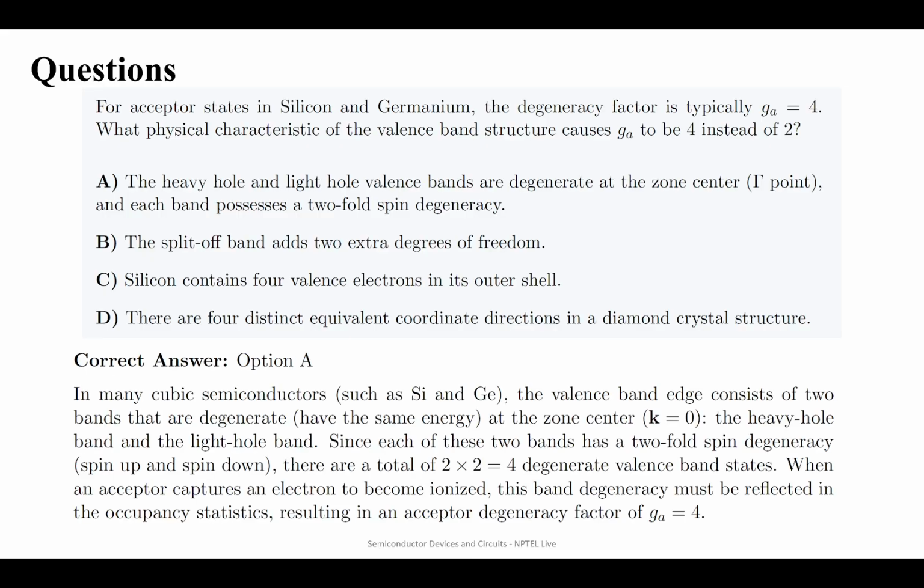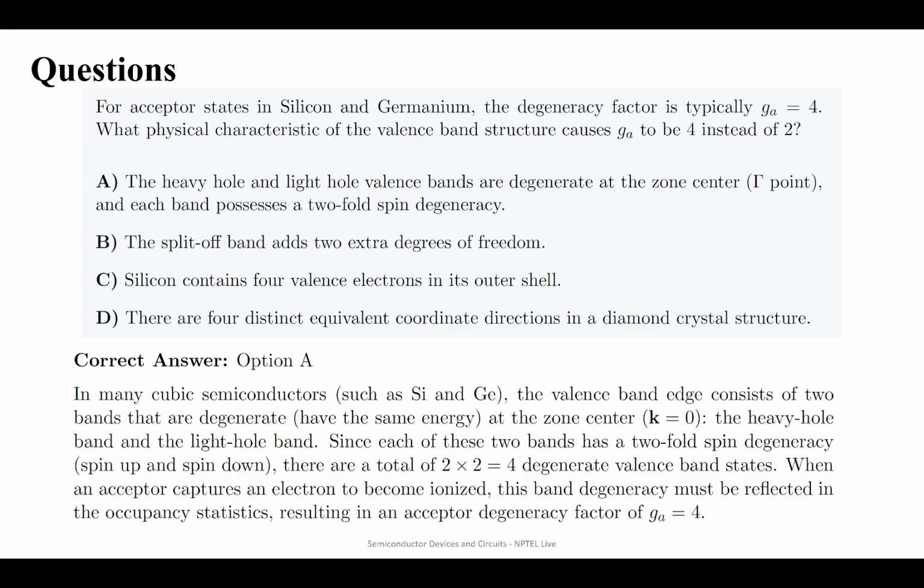And the answer to this is option A. In many cubic semiconductors such as silicon and germanium, the valence band edge consists of two bands that are degenerate, having the same energy at the zone center, that is k equals 0: the heavy hole band and the light hole band.